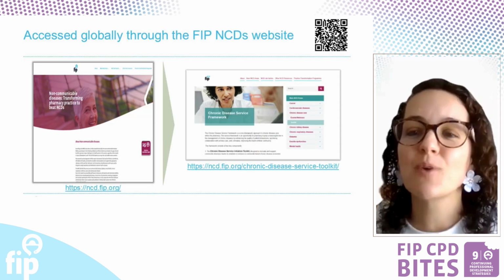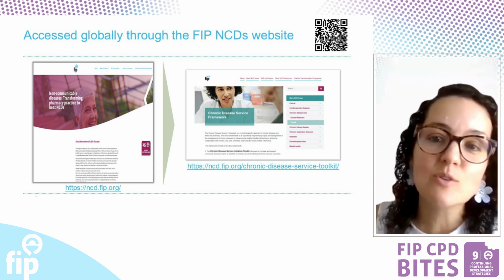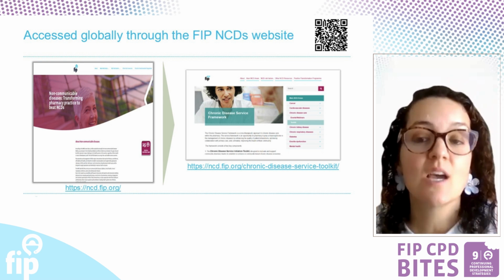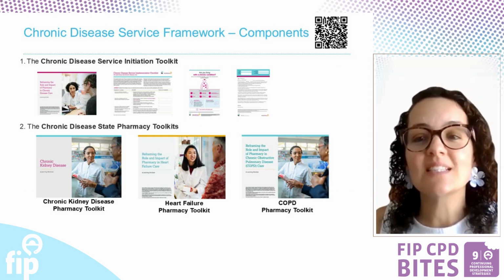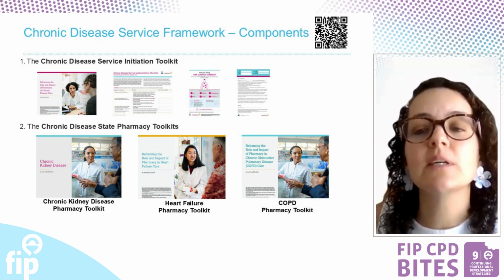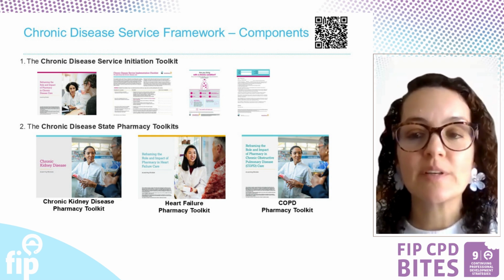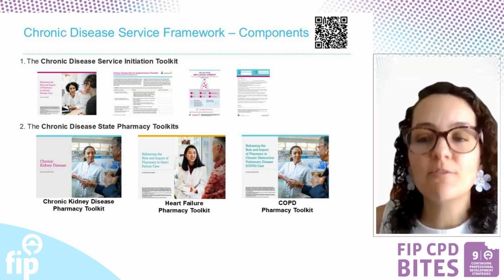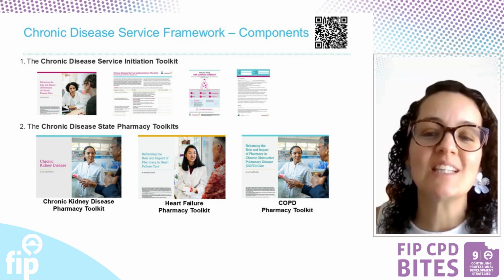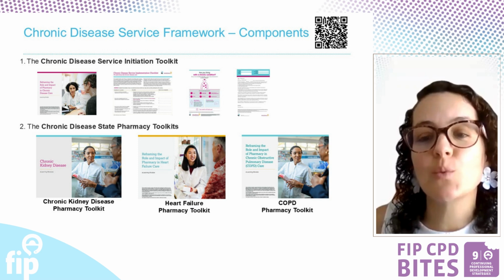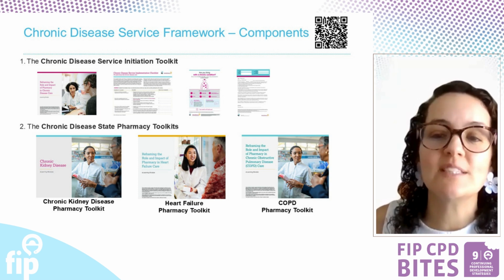You can access the Chronic Disease Services Framework via the FIP-NCD's microsite. Simply go to the main NCD areas, select Chronic Disease Care, and then click on Toolkit. The Chronic Disease Services Framework is a cross-therapeutic approach to chronic disease care within the pharmacy. The Services Framework is an opportunity for pharmacy to play a meaningful role in the management of chronic disease by enhancing the quality of patient interactions, optimizing collaboration with primary care, and ultimately improving the health of their community.